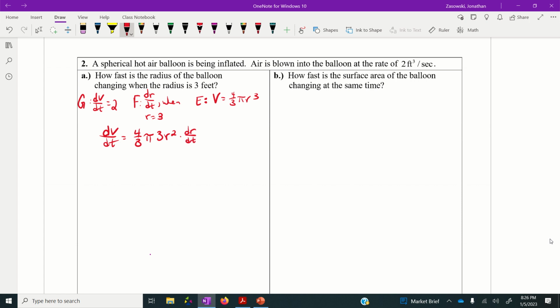Okay, now, can we plug in r? Yes, we know it's 3. Can we plug in dr/dt? Well, that's what we're trying to find, right? And we know that dV/dt is 2, so we have everything we need to solve for dr/dt. We have r, we have dV/dt, so we're just going to plug in.